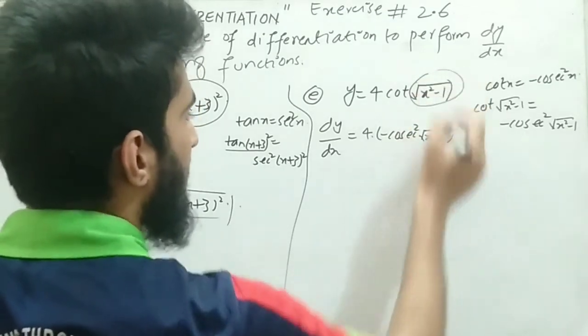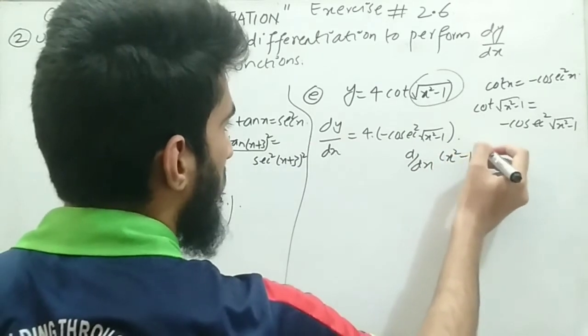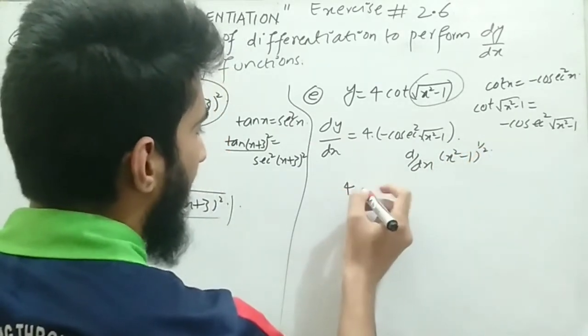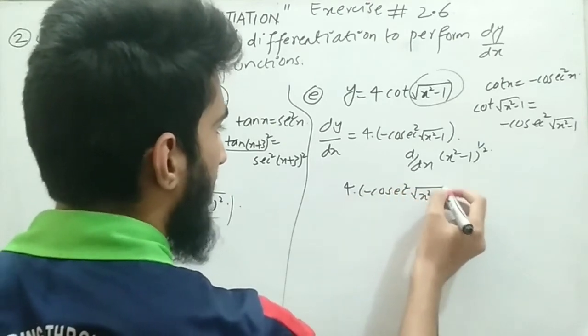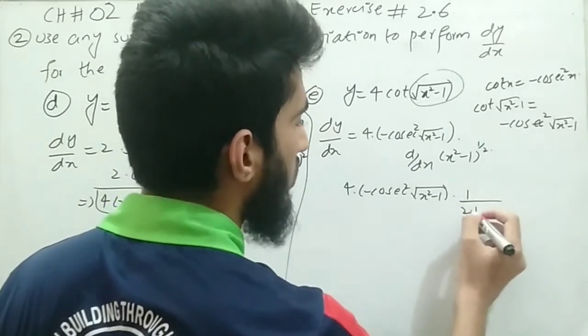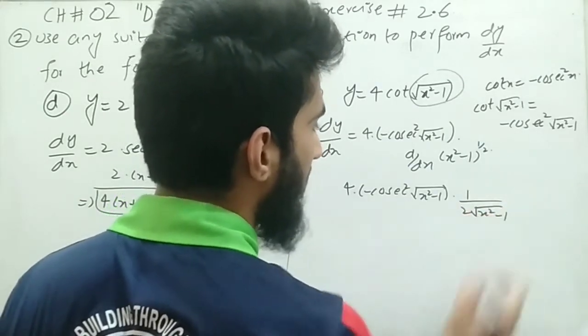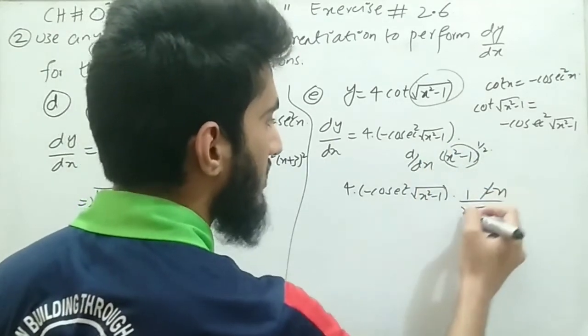Also take the derivative of this inner function, d by dx of x square minus 1 power 1 over 2. So its derivative will be 4 times of minus cosecant square under root of x square minus 1, and using generalized power rule formula, its derivative will be 1 over 2 times of under root of x square minus 1. This is the derivative, and the derivative of this inner function is 2x. So 2 is cancelled out with 2.